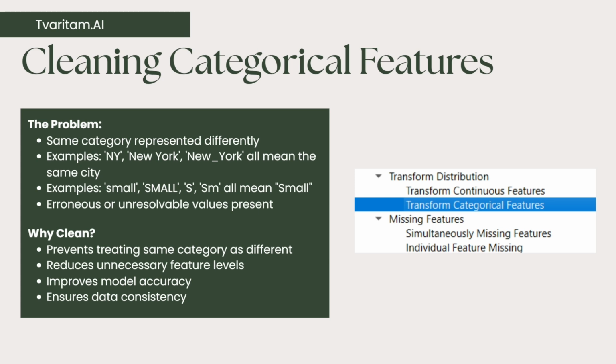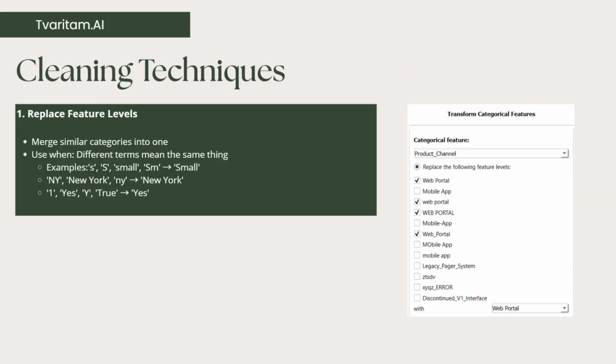noise to the data. To ensure consistency, we standardize such values by mapping multiple variations to a single correct category by replacing the feature levels. For instance, values like Y, yes, true and 1 may all represent the same meaning. These can be standardized into a single value like yes, and this can reduce redundancy and improve overall data quality.